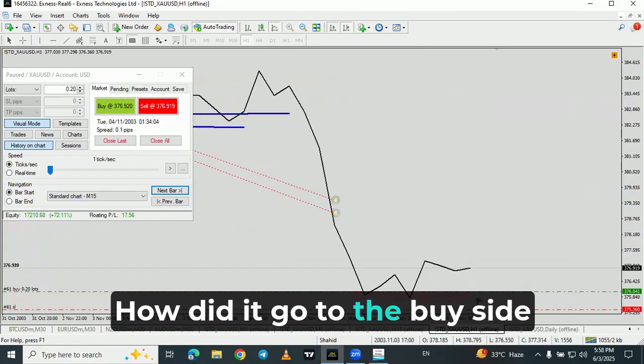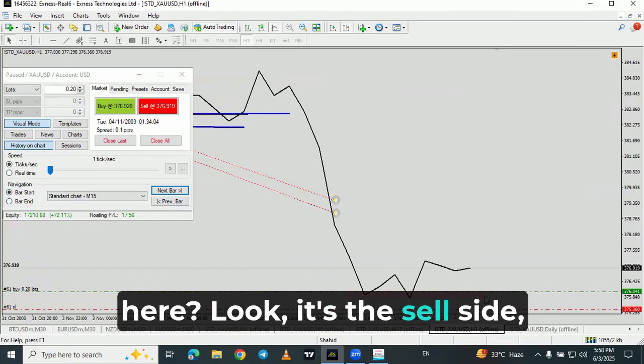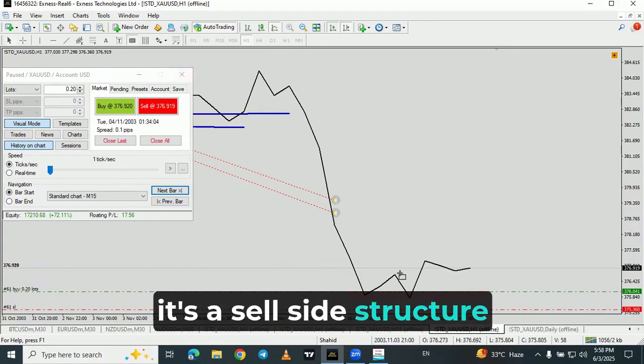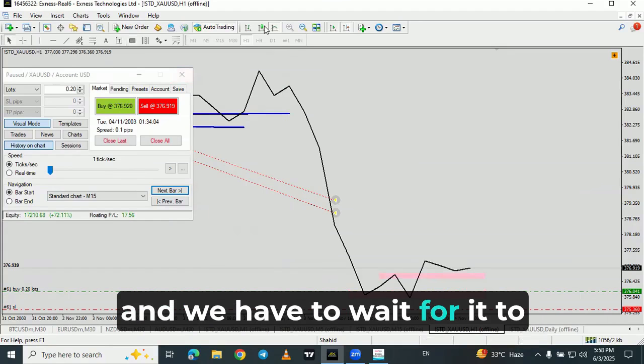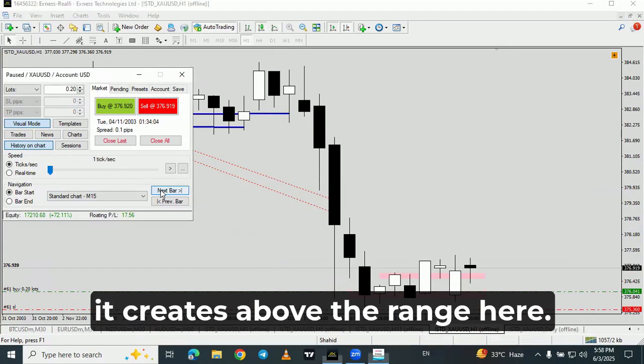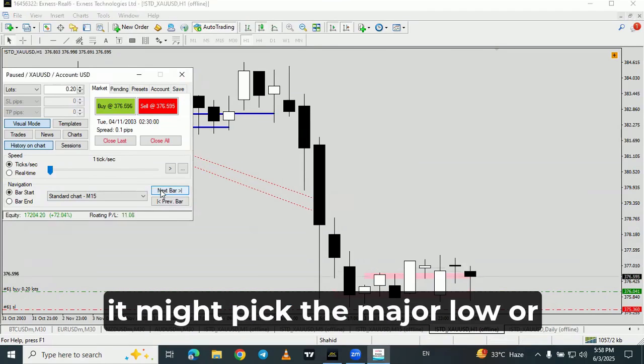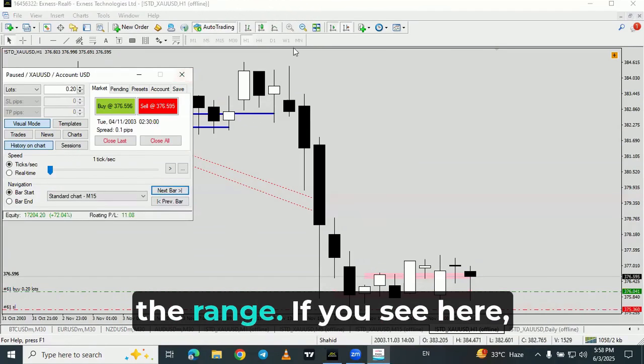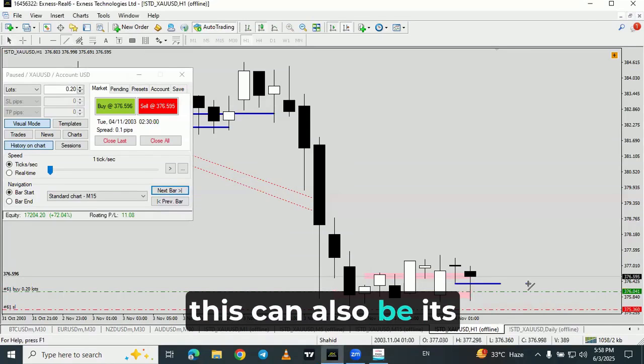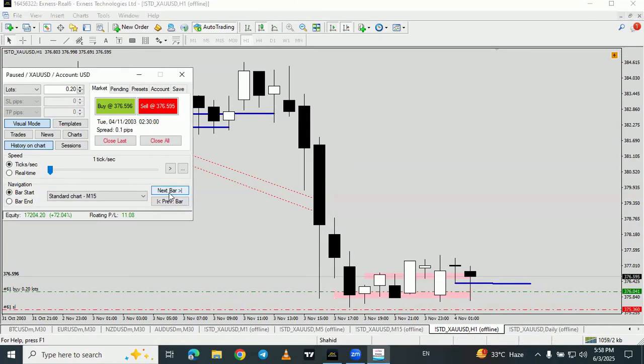How did it go to the buy side here? Look, it's the sell side, okay? It's a sell side structure and a buy side, and we have to wait for it to create range liquidity because it creates above the range here. Here it might pick the major low or the range. If you see here, this can also be its range liquidity.